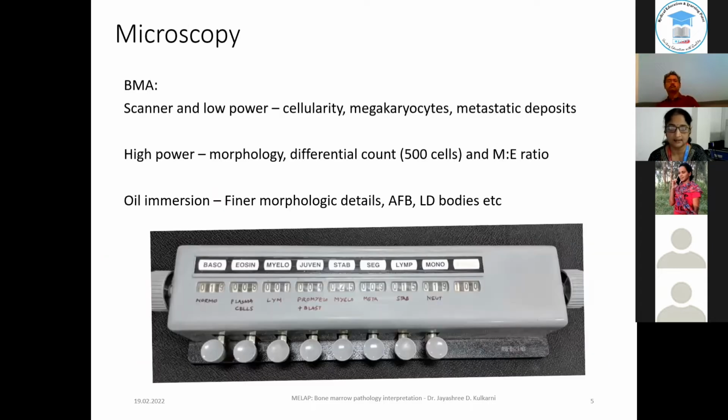And this differential counter, I still am comfortable with the differential counter, but I see my students now using the mobile phone to do a differential count. I'm yet to learn that.